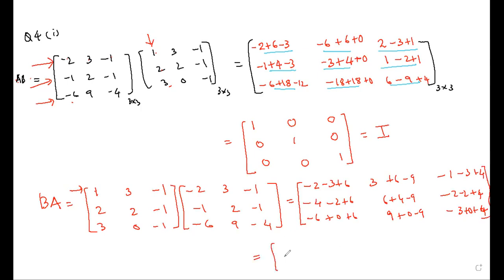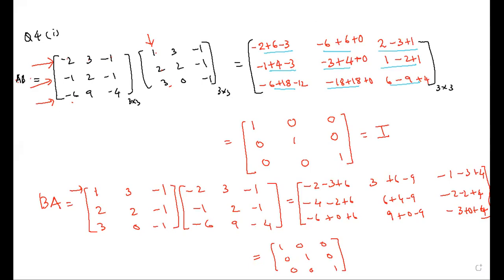So the final answer became 1 0 0, 0 1 0, 0 0 1. Am I right? Yes, sir. So whenever the product of two matrices AB gives you I, in that case A and B will be commutative. You can write AB as the same as BA. Is it clear?